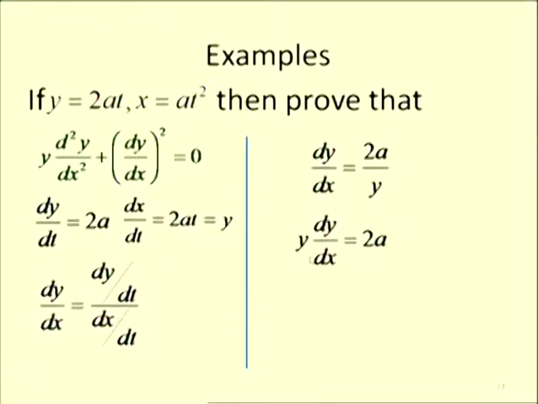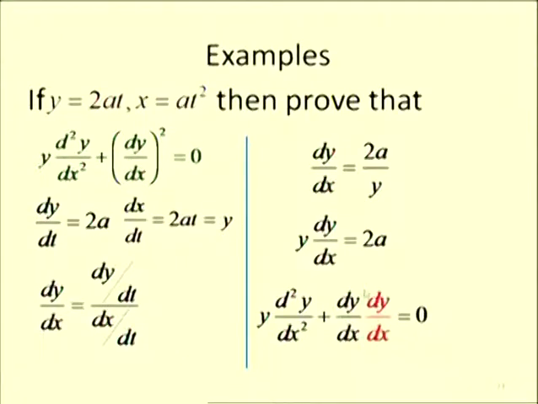So we use product rule. We differentiate first keeping another constant, plus differentiating second keeping first constant. So y is as it is here, into derivative of dy by dx with respect to x, which is d2y by dx2, plus dy by dx.